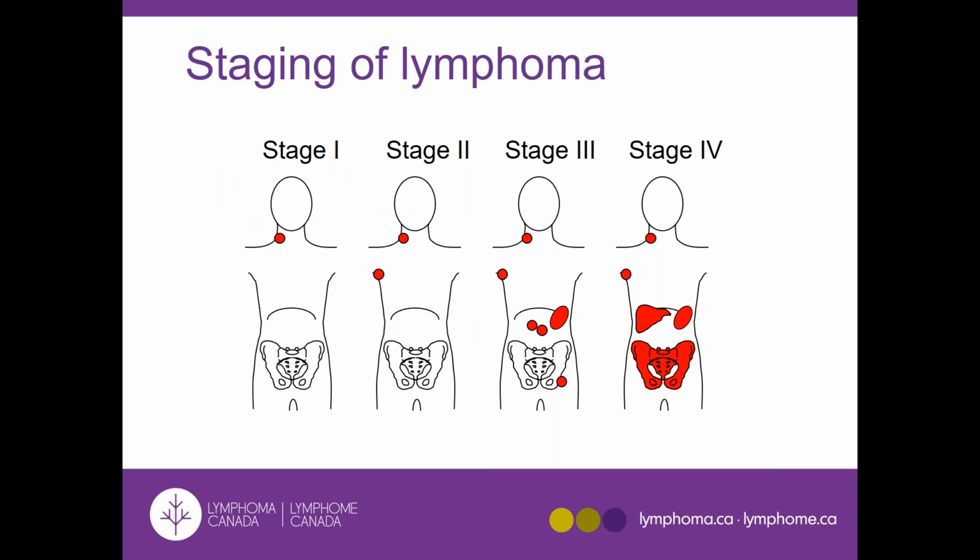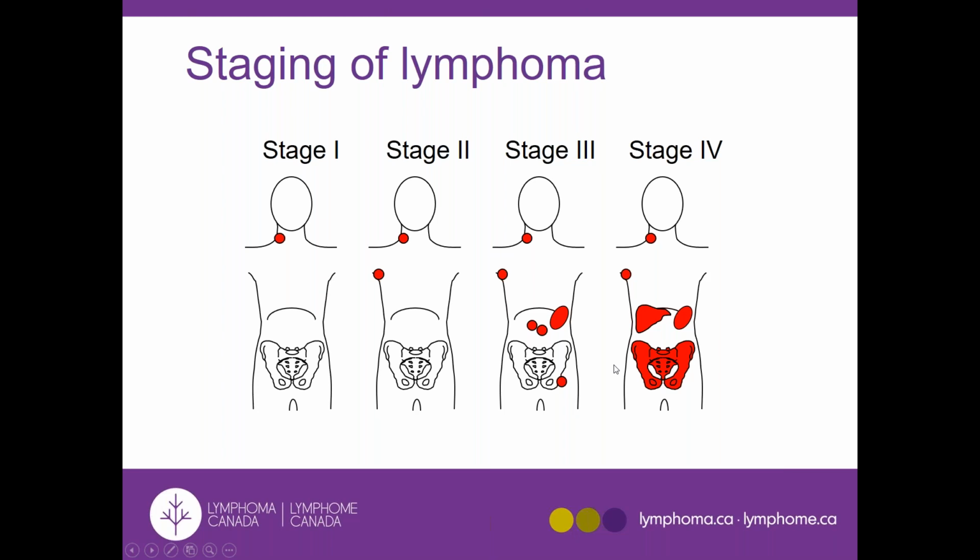Staging of lymphoma is based on where it is in the body. Stage 1 is where there's one site, as seen here, for example, one lymph node area in the neck. Stage 2 would be more than one area, but it's either above or below the diaphragm, so that's the cutoff. Stage 3 would be lymph nodes above and below the diaphragm, and stage 4 is where there are extranodal sites, so for example in the liver or the bone marrow, which is what the pelvis represents here.